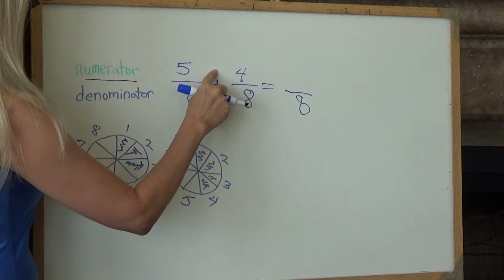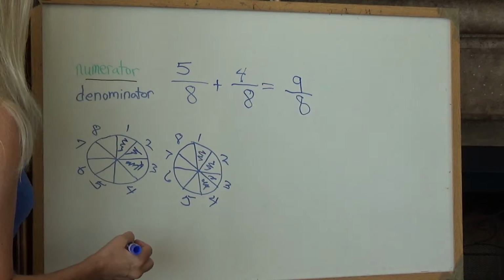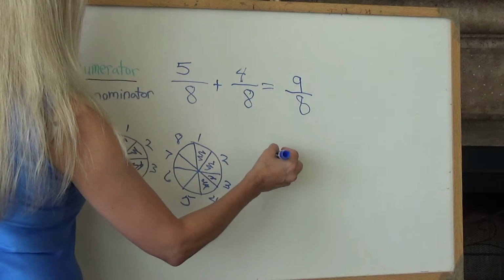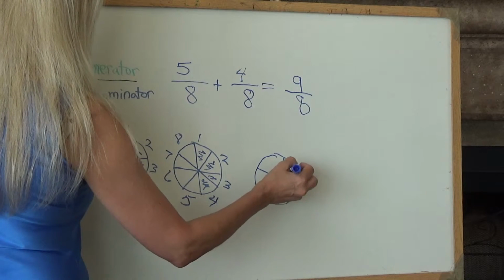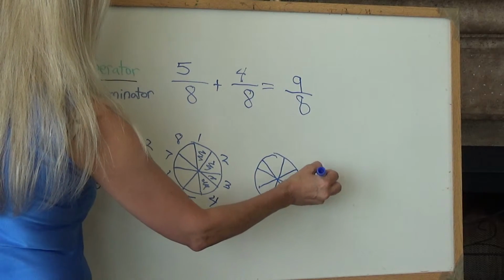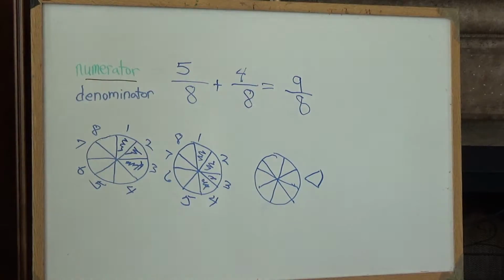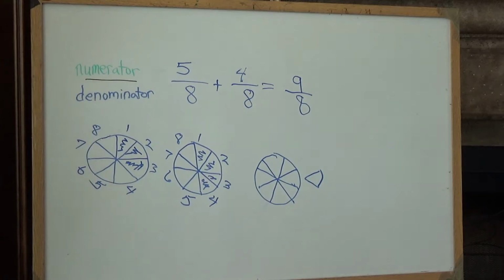You add the numerator. 4 plus 5 is 9. So that would mean that you have 9/8. You have 9 of these pieces. Well, 8 of them makes a whole pizza, so you're going to have 1 piece left over. So can you squish that? Can you like shove it in and make it fit? No, that would be improper.